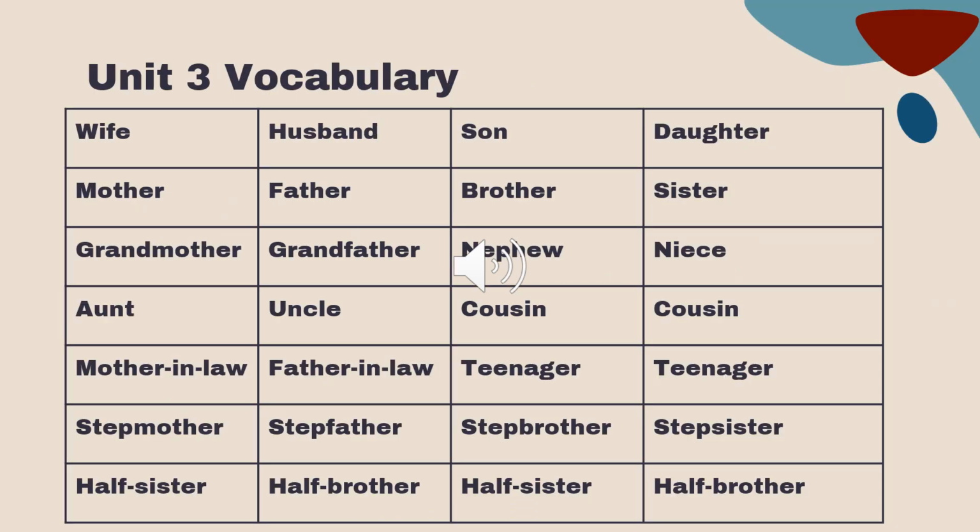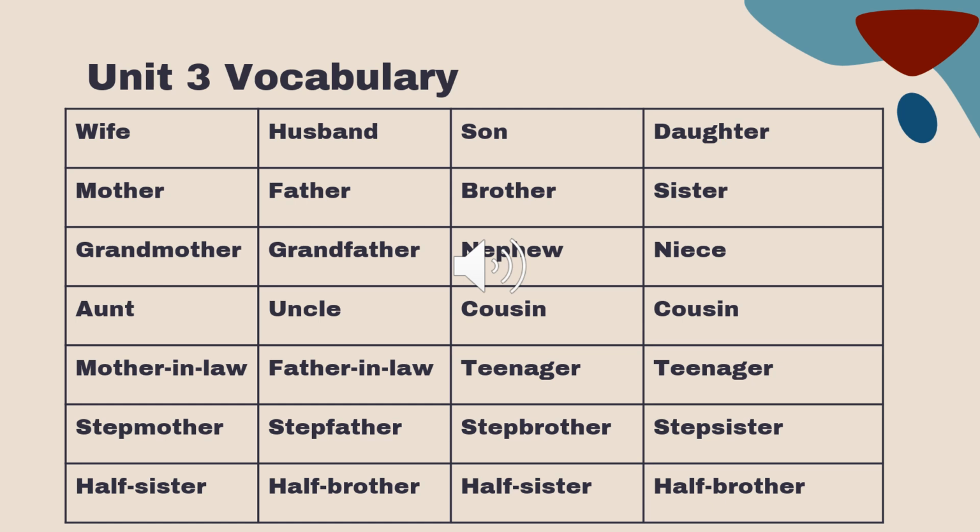Here are different family members. Repeat after me as I say the name. Wife, wife. Husband, husband. Son, son. Daughter, daughter. Mother, mother. Father, father. Brother, brother. Sister, sister.